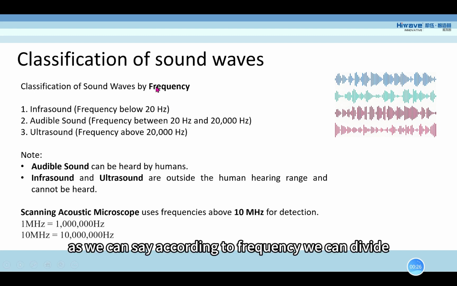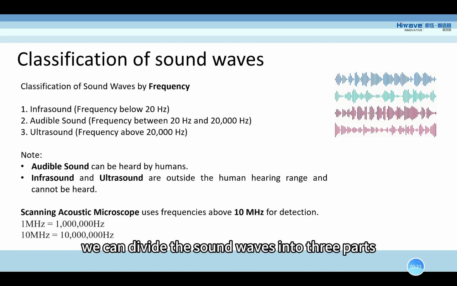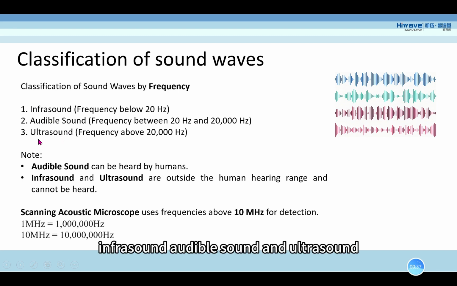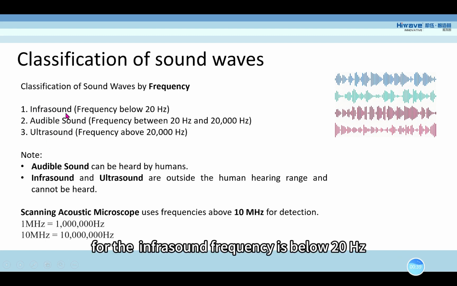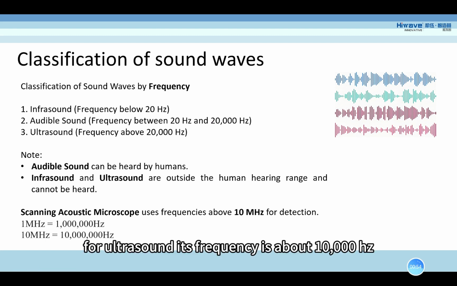As we can see, according to frequency, we can divide the sound waves into three parts: infrasound, audible sound, and ultrasound. For infrasound, the frequency is below 20 Hz. For audible sound, the frequency is between 20 Hz and 20,000 Hz. For ultrasound, the frequency is above 20,000 Hz.